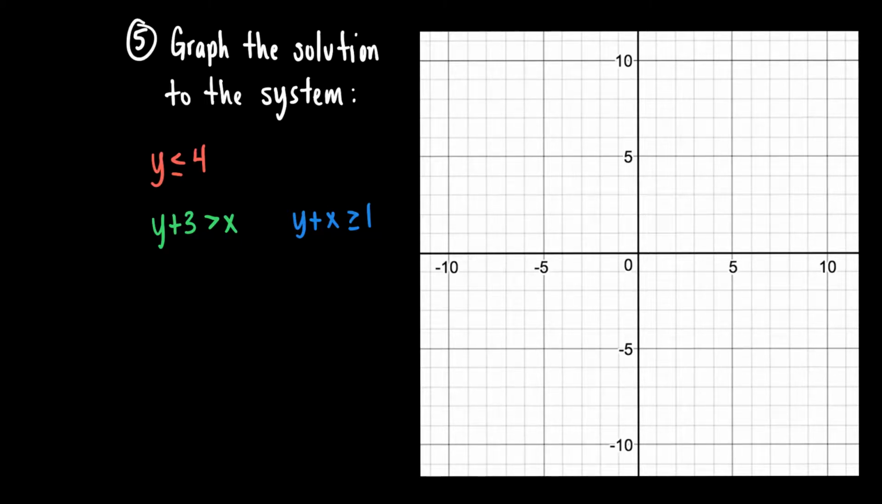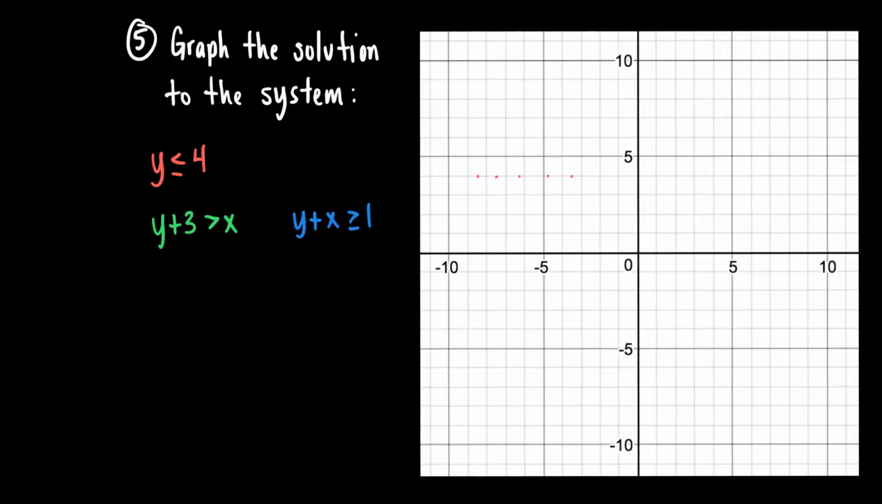Now, this is a system with 3 inequalities, which is fine. You can have a system of tons of inequalities if you want. So let's go ahead and show what the graph would look like for this. So we're going to have the red is y is less than or equal to 4. So that's just a line that runs right across 4 here. So let me get my ruler tool out and we'll draw that line.